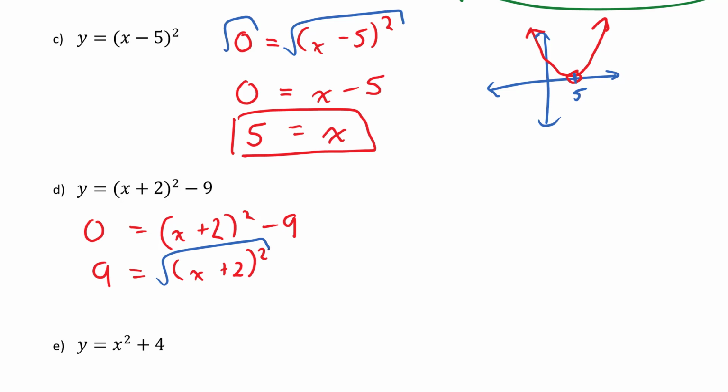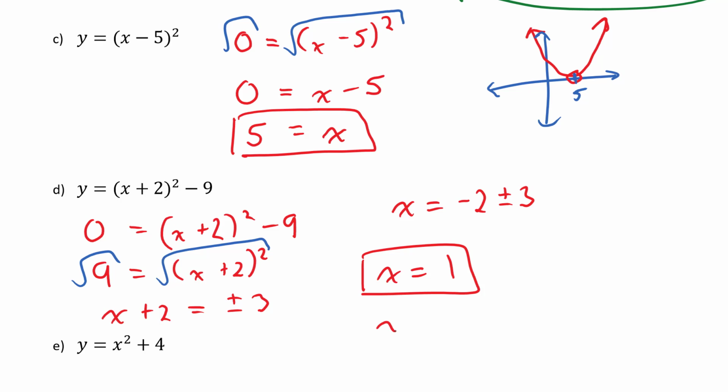Square root both sides. We have x + 2 equals the square root of 9, which is going to be both plus and minus 3. This becomes x is equal to -2 plus or minus 3. So there's going to be one answer, -2 + 3, which is x is equal to 1. And the other answer is going to be -2 - 3, which is -5. So you can see there are 2 answers to this one.